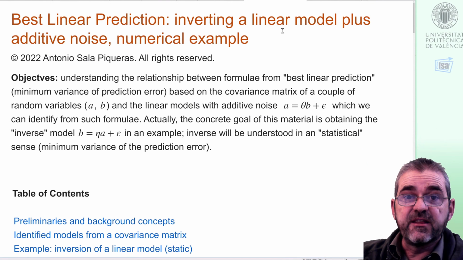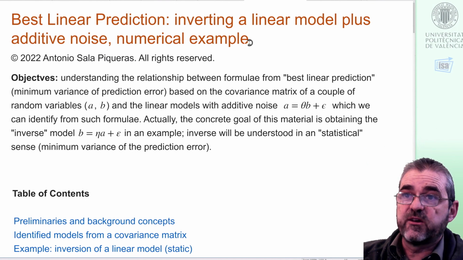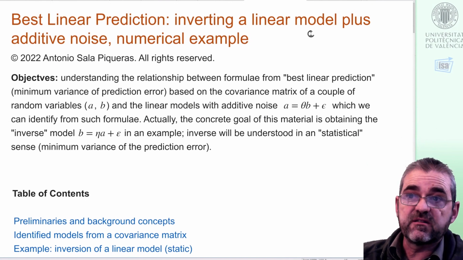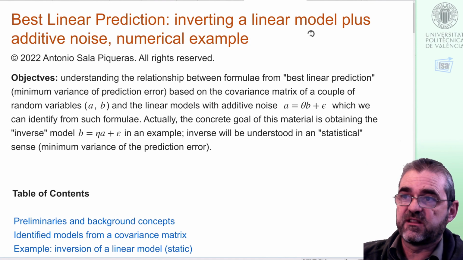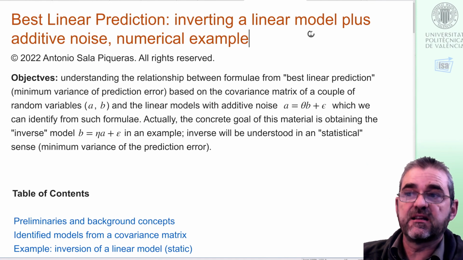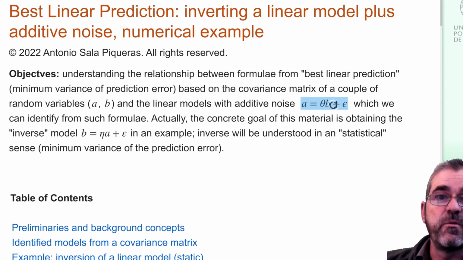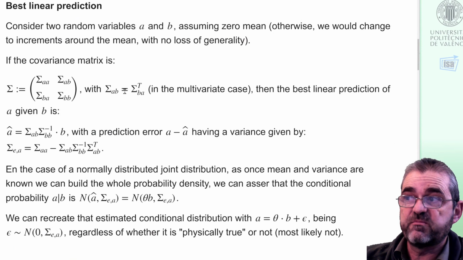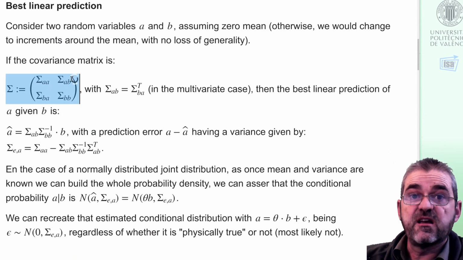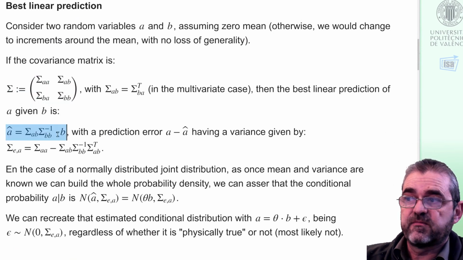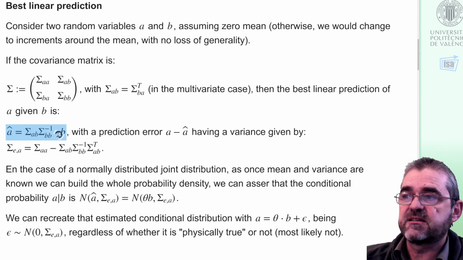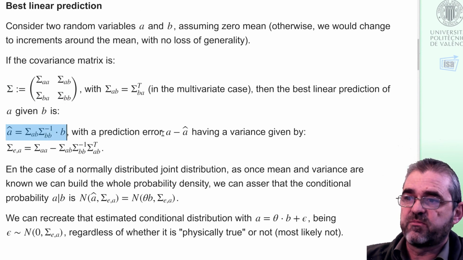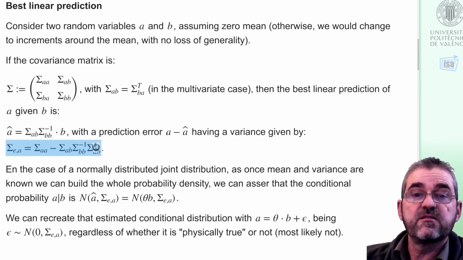I'm Antonio Sala. In this video, we'll discuss a numerical example of inverting a linear model plus additive noise in a statistical sense. So we will have this, and we wish to obtain this. If we review basic ideas, if I have a covariance matrix, I can build this best linear estimate, so the prediction error has this variance.